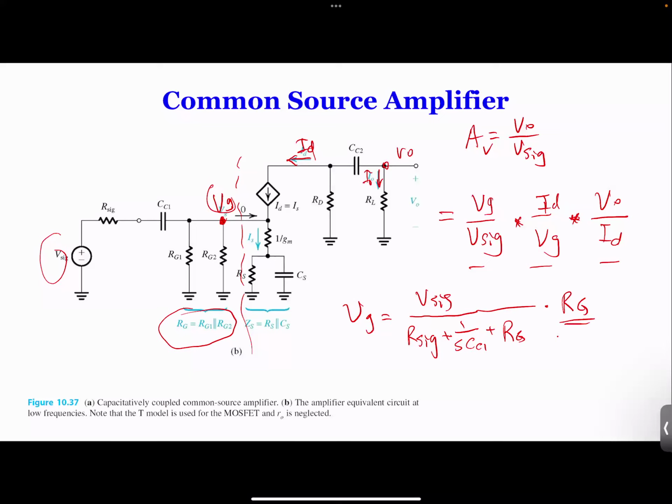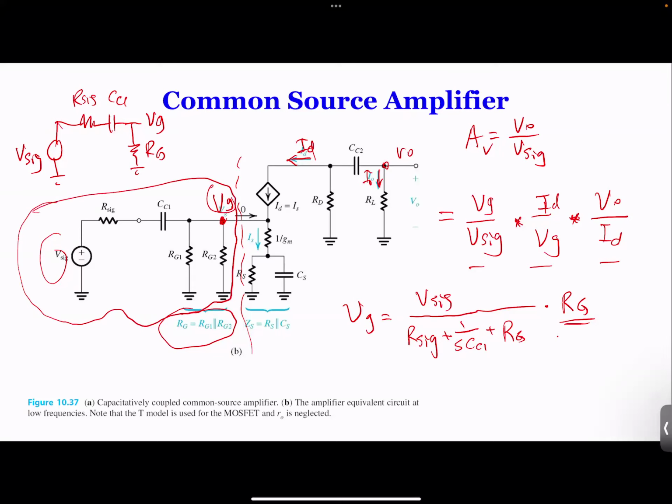If you still have trouble realizing this, I can draw the circuit for you. This is the circuit here: this RG, this VG, this RSIG, this is CC1, this VSIG. So the equivalent circuit over here is this. The reason we can do it is because the current is 0 over here.